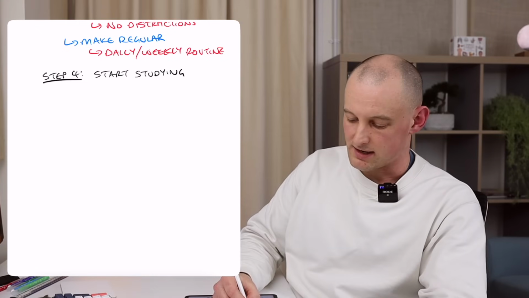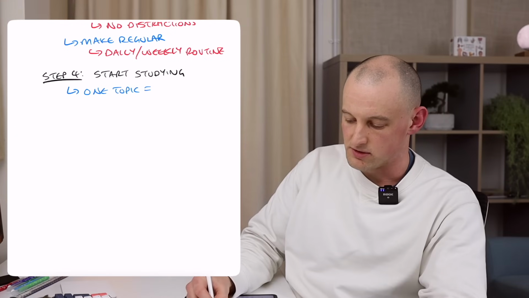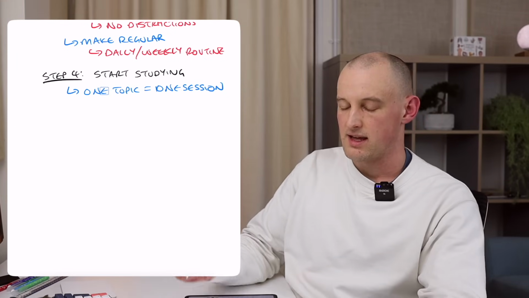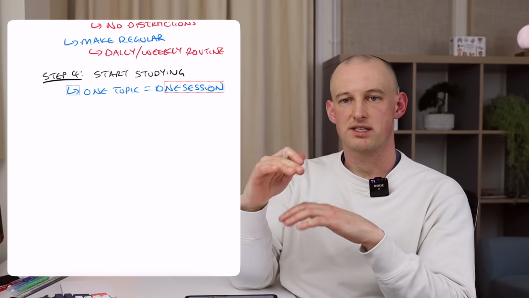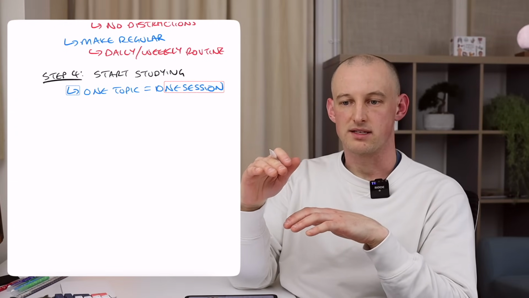So you start studying. One topic equals one session. So if you blocked 3 hours to go to a coffee shop and study at, say, 9 a.m.